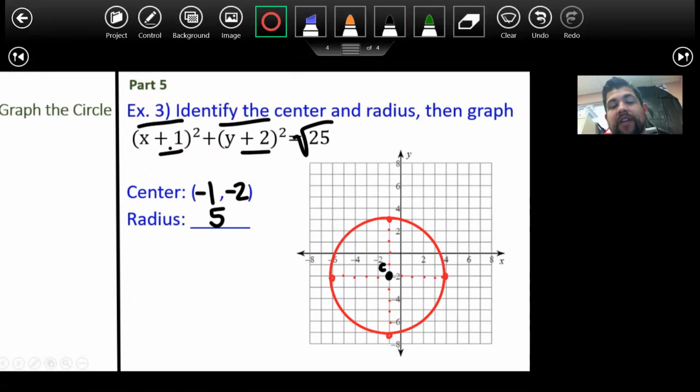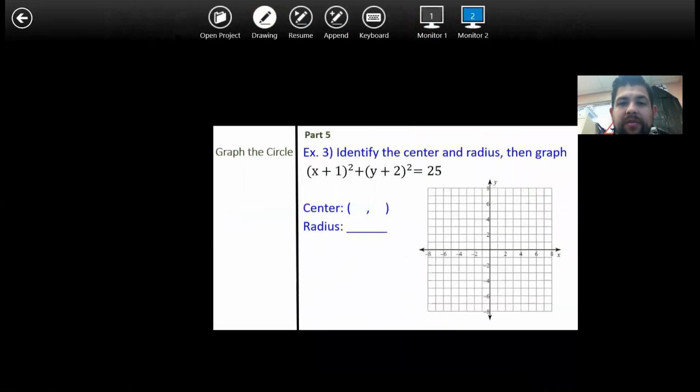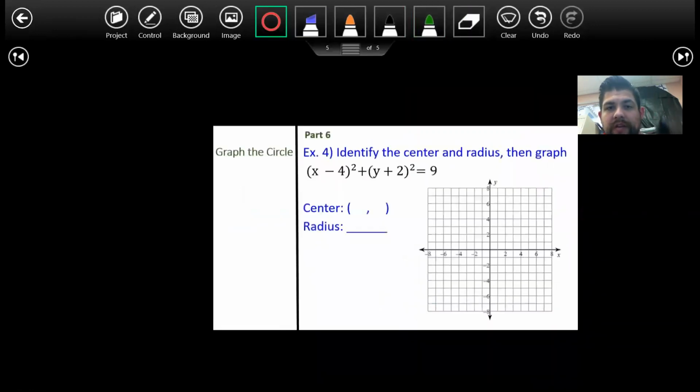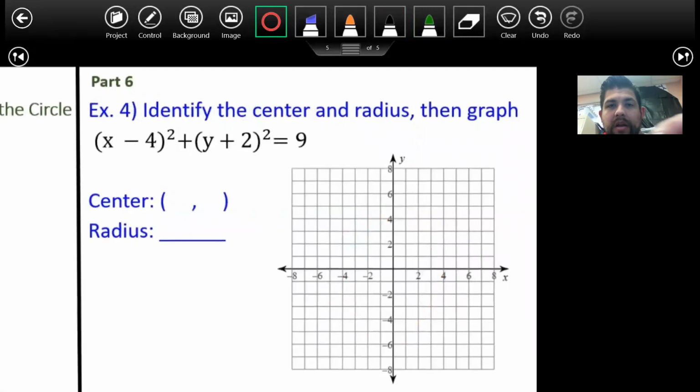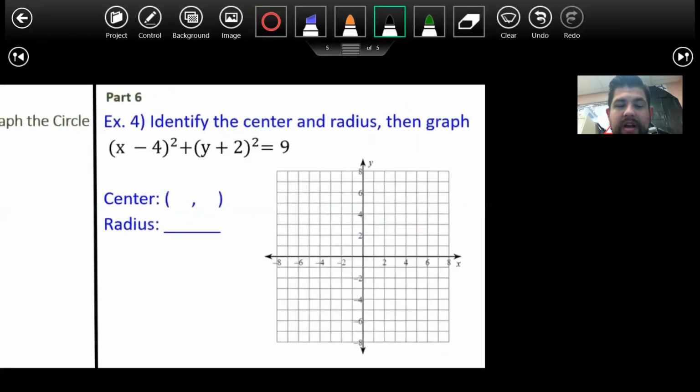So it's very easy. Find the center, find the radius, plot the center, and then from the center, go up, down, left, and right by your radius, or whatever the square root of your r squared is going to be. So very, very simple types of problems here. This is the next one, so part 6 of us. Try this one out if you want to.